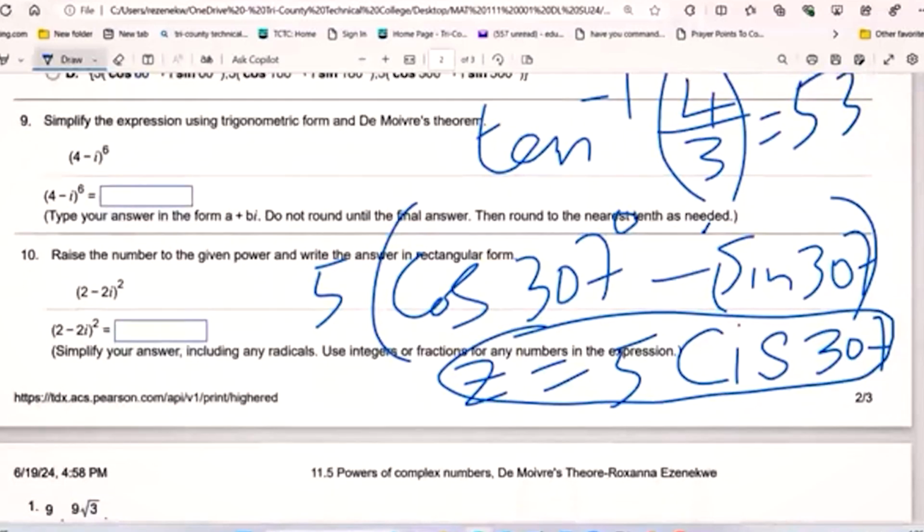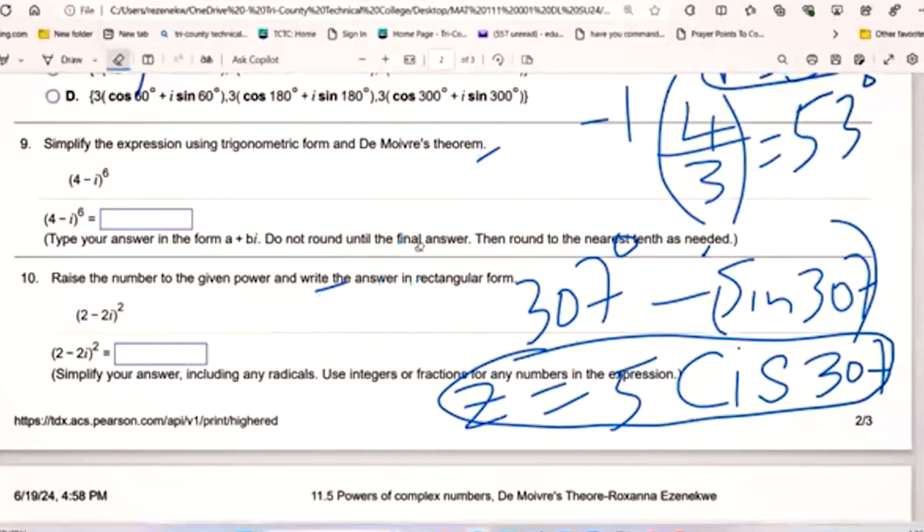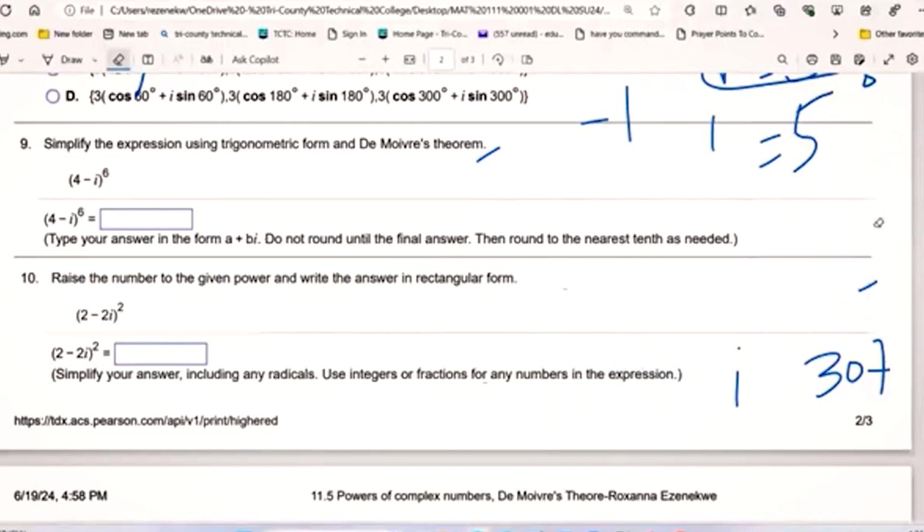So let's go to number 10. Number 10, and we are doing powers. So let's work on powers. And after we work on powers for some time, we get into De Moivre's theorem. De Moivre's theorem works on powers of complex numbers.